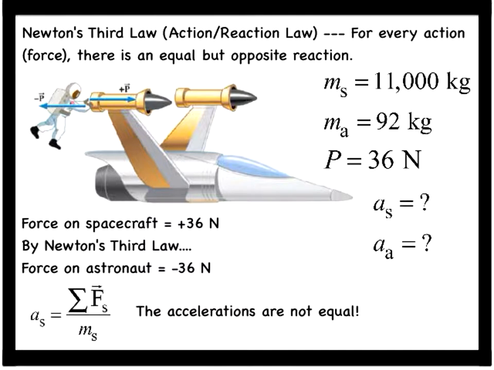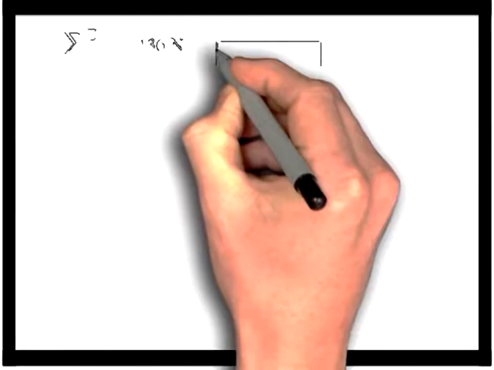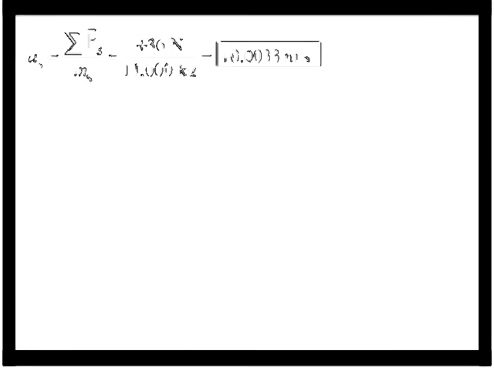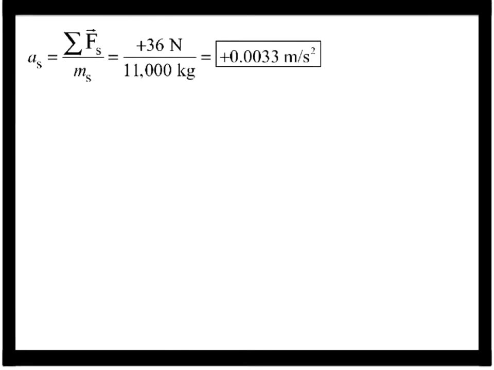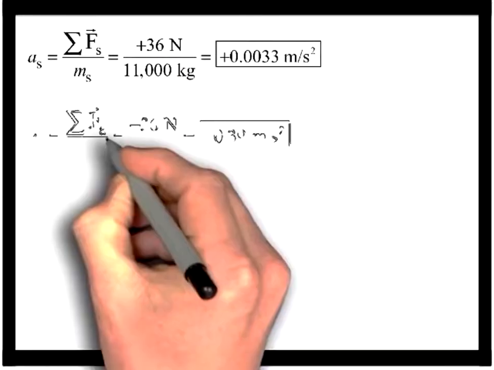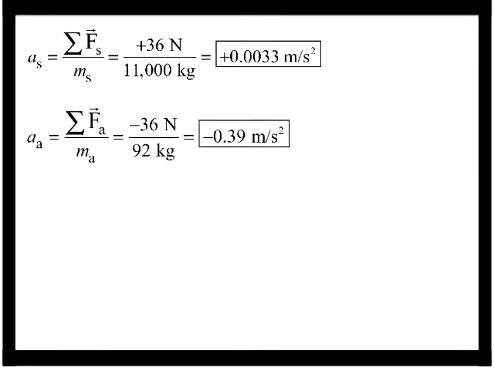According to Newton's second law, the astronaut will undergo a much larger acceleration than the spacecraft, since her mass is so much less. Using the second law, we calculate the accelerations to be equal to positive 0.0033 meters per second squared for the spacecraft, and minus 0.39 meters per second squared for the astronaut. Even though the magnitude of the force on each object is the same, the acceleration of the spacecraft is much less due to its larger mass.